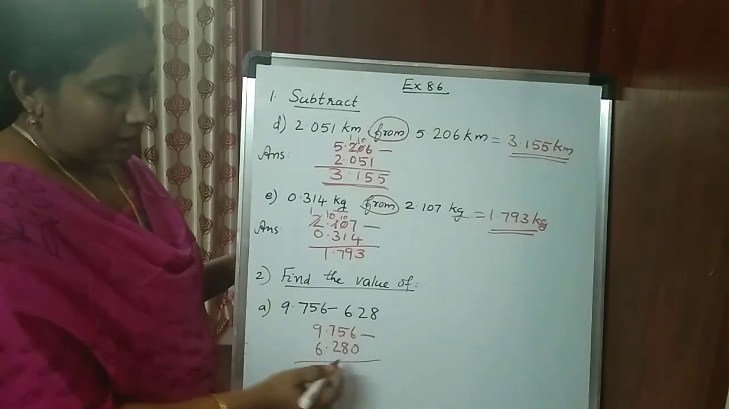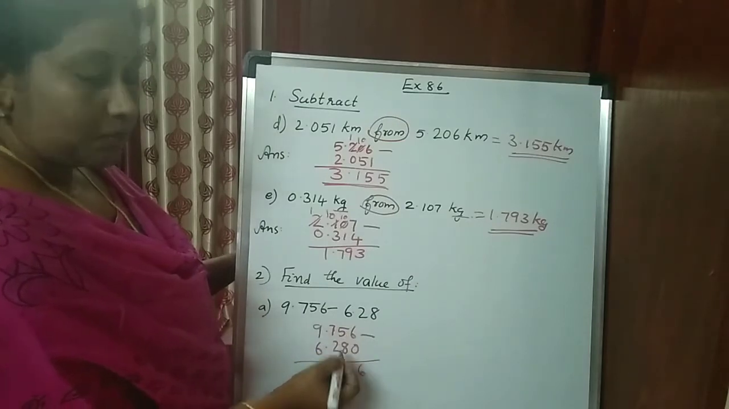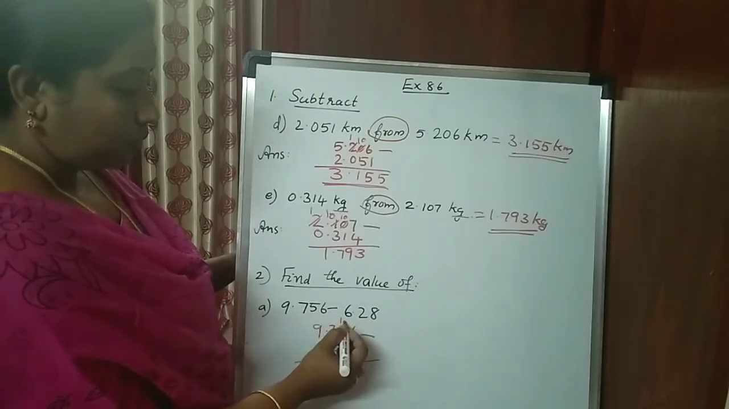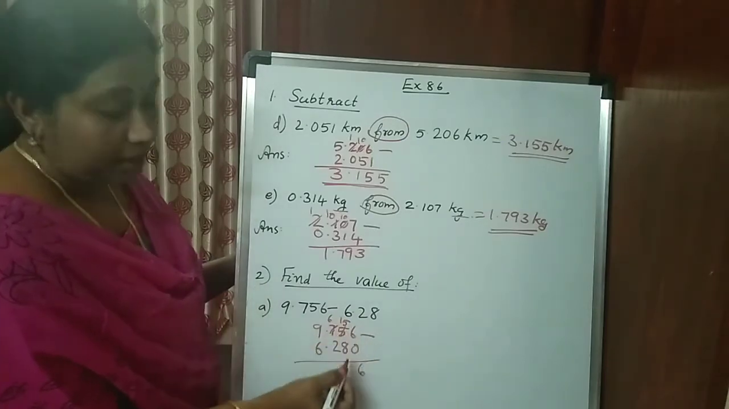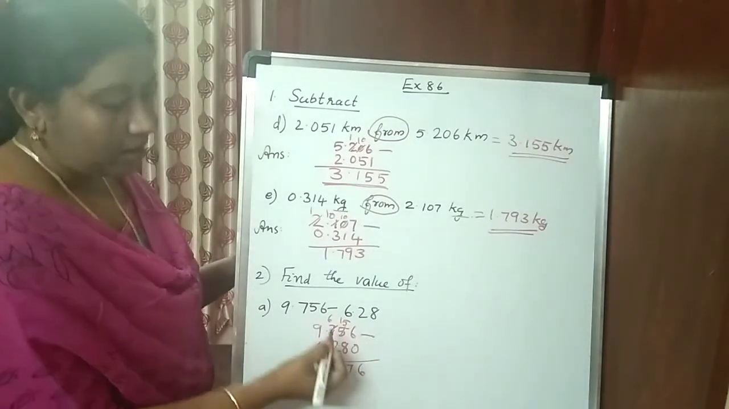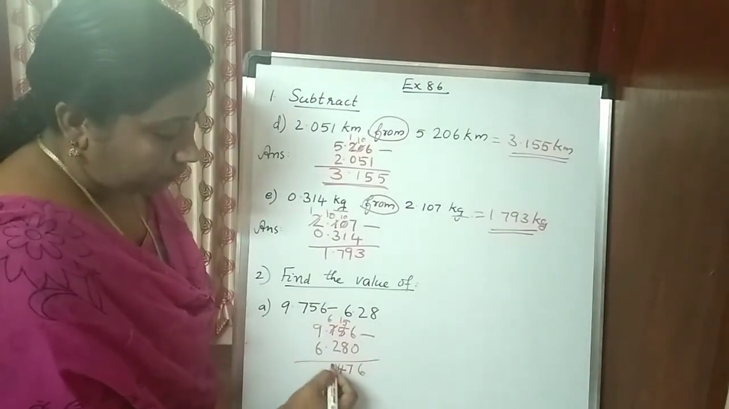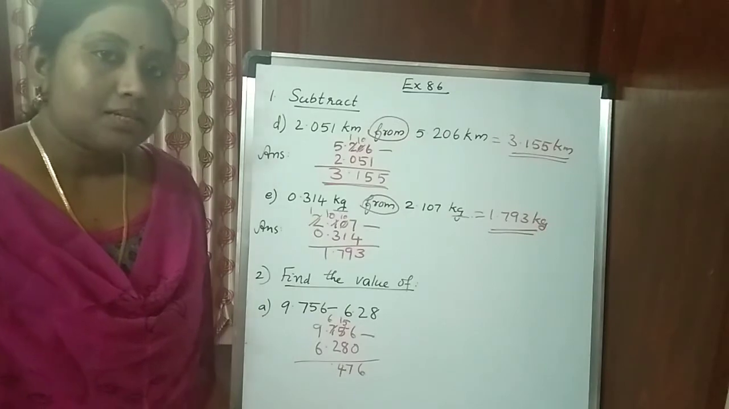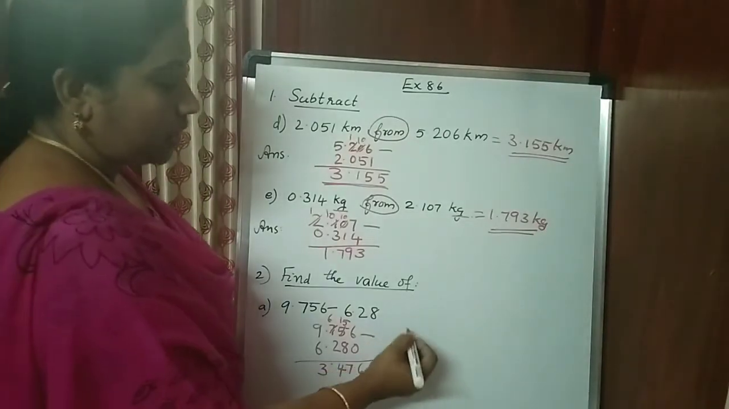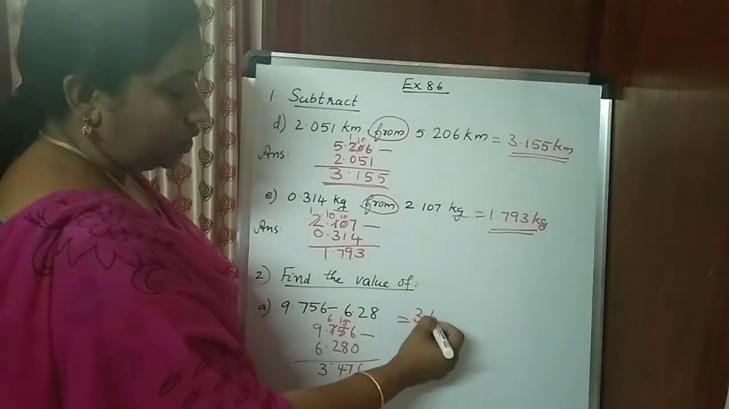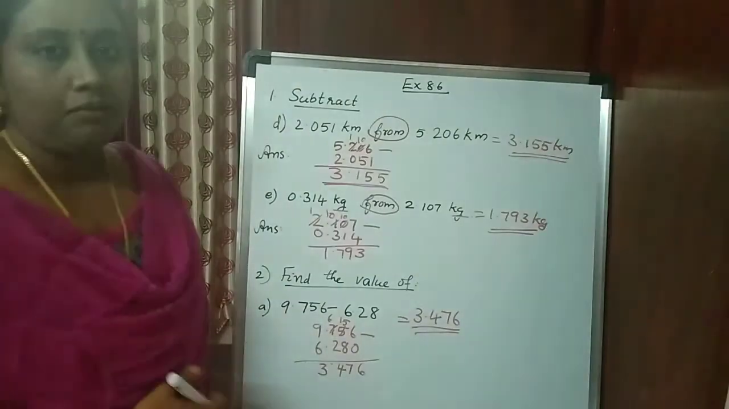Then you subtract. 6 minus 0, 6. 5 minus 8 is possible? Not possible. So borrow. This 7 becomes 6. 15 minus 8 is 7. 6 minus 2 is equal to 4. Then dot. 9 minus 6 is what? 3. So what is your answer? 3.476. Just subtract the given numbers.